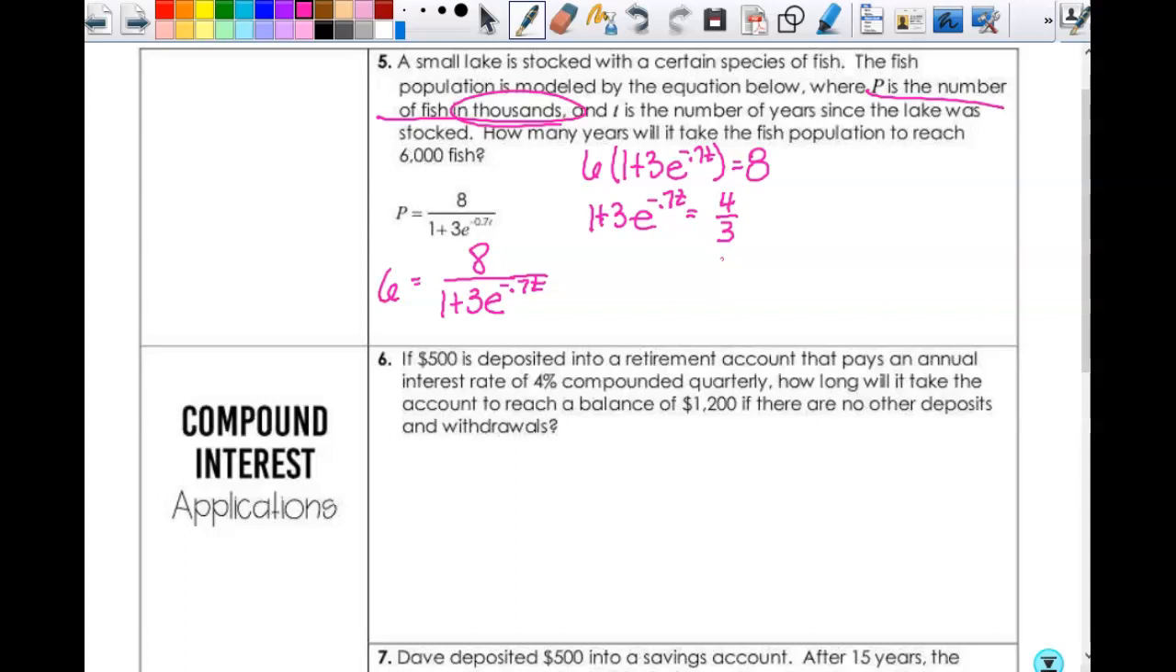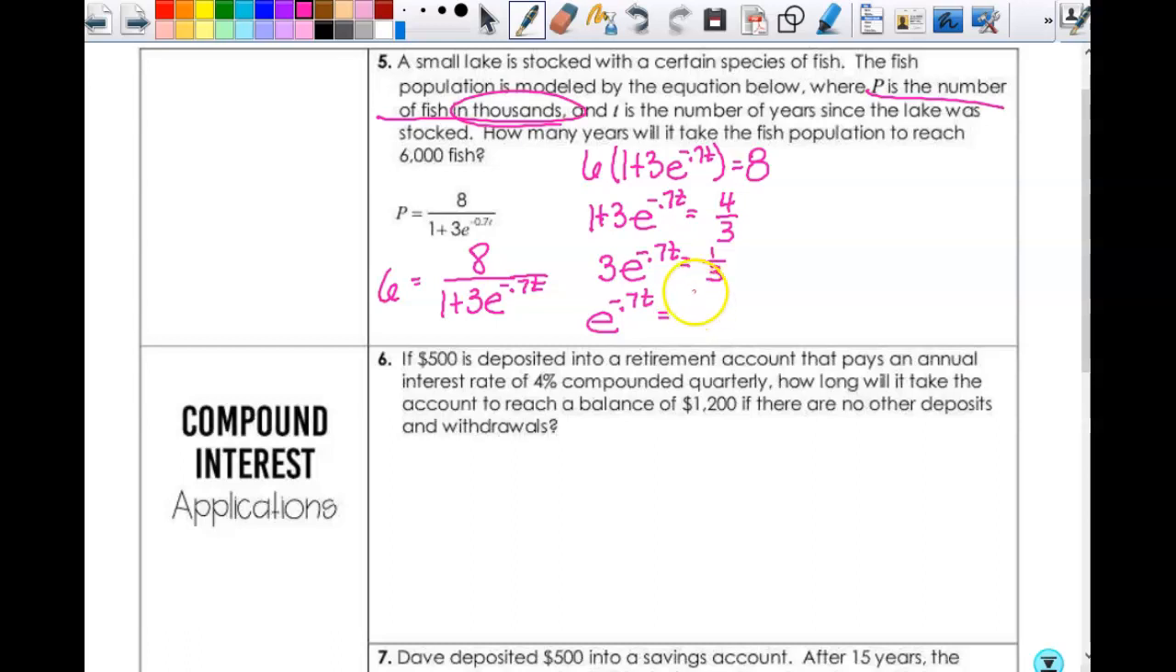What would I do next? I am not ready for a log, not even close. Subtract 1 from both sides. So I get 3 times e to the negative 0.7 t power. What's 4/3 minus 1? 1/3. There you go. What's the next thing I would do? Divide by 3. So we get e to the negative 0.7 t power equals what?